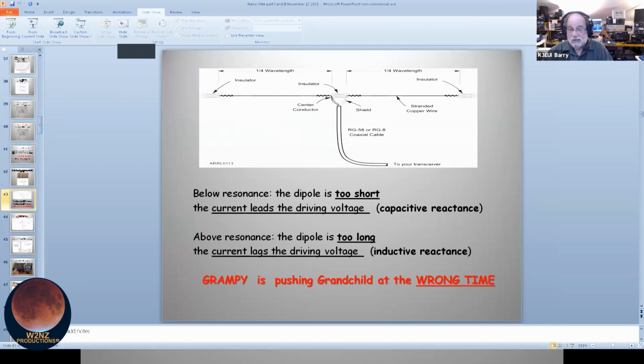Well, now it's the reverse. The dipole's too long. I need to shorten the dipole by 15 feet. Well, I'm not going to go cut off 15 feet. So now the current gets behind the driving voltage, and we call it inductive reactance. And there's formulas for this and blah, blah, blah. The important point is what? In either case, you got a problem. Grampy isn't pushing at the right time to get the maximum current for the grandchild.